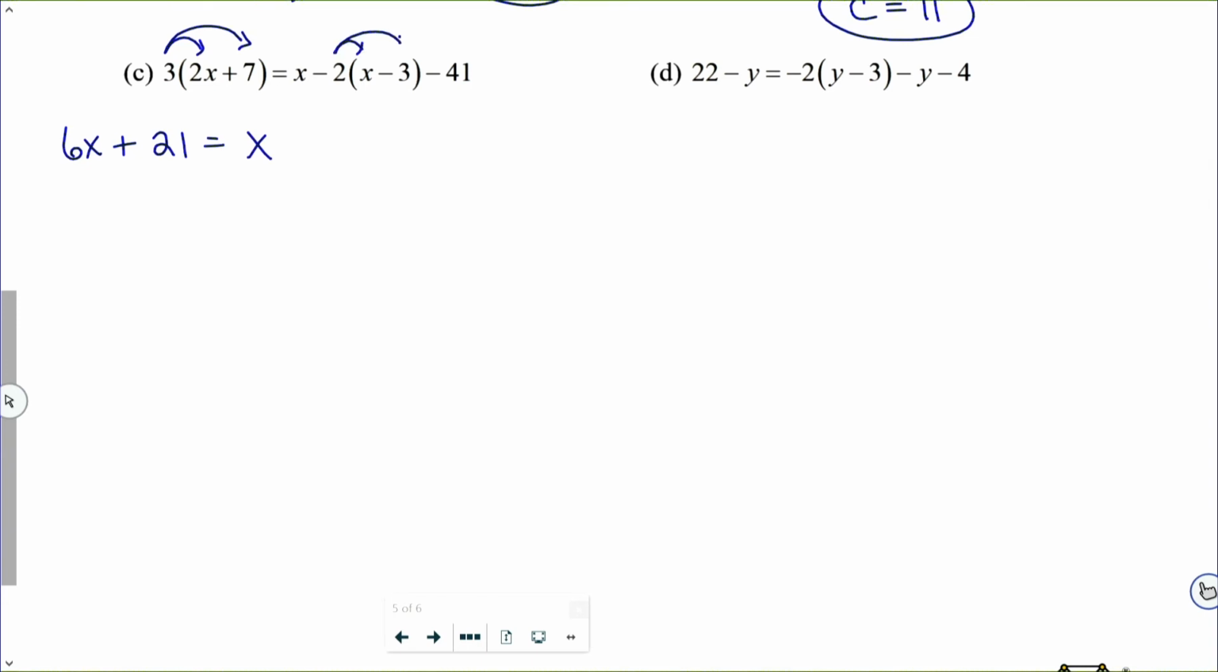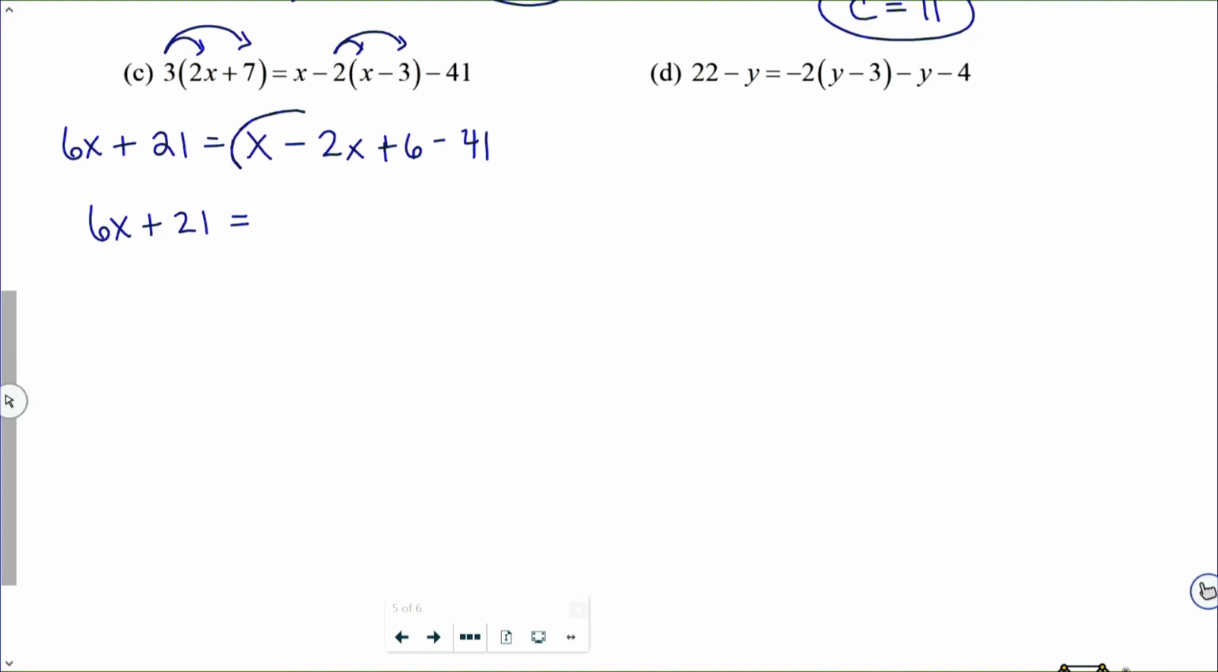Now here, this can look very confusing, but the way I want to look at it is I'm going to be multiplying through, if you will, by a negative 2. So negative 2 times x is negative 2x, and negative 2 times negative 3 is a positive 6. Amazingly important that that becomes positive 6. And then I have minus 41. All right, unlike the other problems, there's really nothing I'm going to do on the left-hand side for right now.